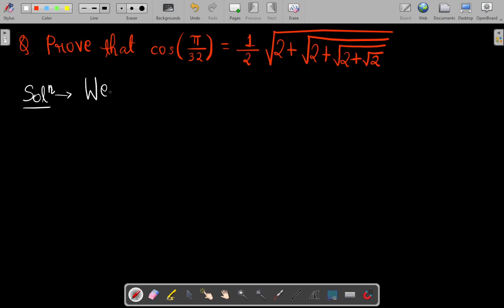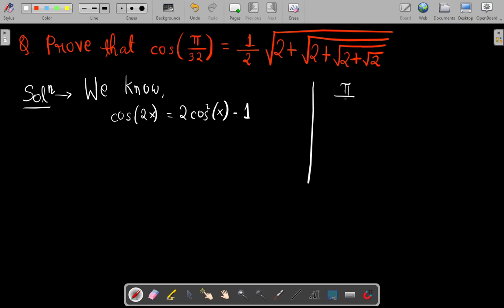So first of all, let us start with the standard formula we know of, cos of 2x. This formula is 2 cos square x minus 1. Now, pi by 32 is not a standard angle, right? We know the value of pi by 4. This is pi by 4 divided by 8, right?